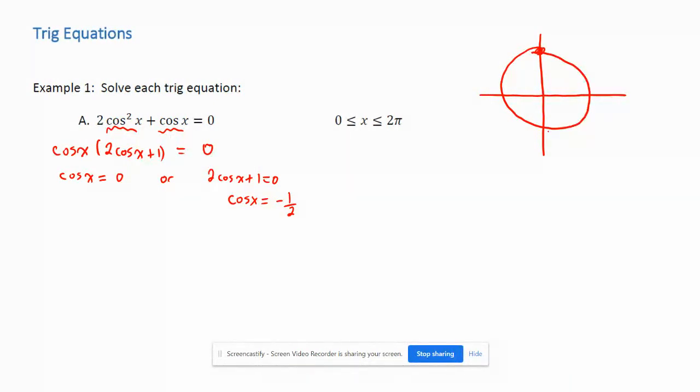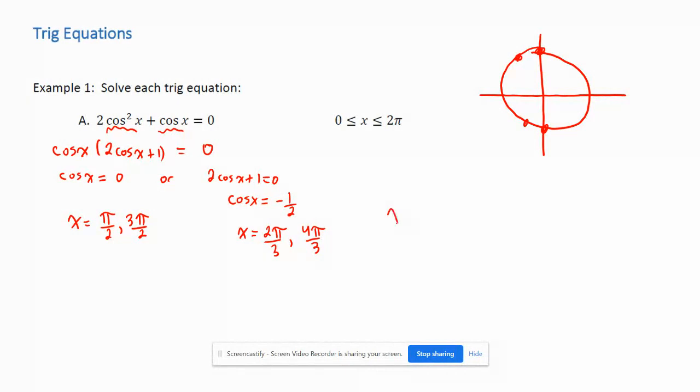Cosine equals 0 happens at the top and the bottom. So that means x is going to equal pi over 2 and 3 pi over 2. Cos x equals negative 1/2 happens here and here, which is 2 pi over 3 and 4 pi over 3. Okay, and there we have it.